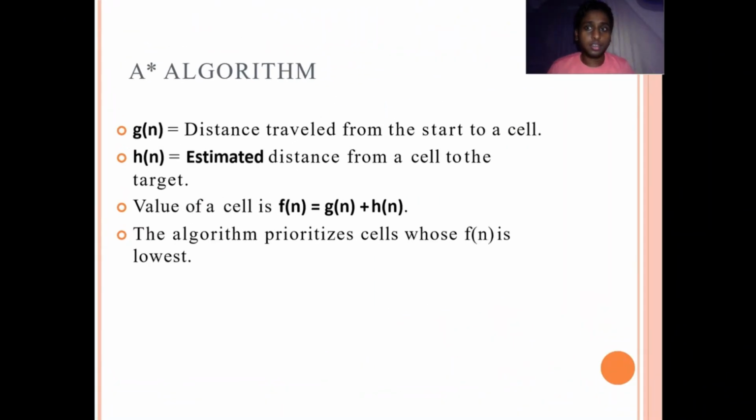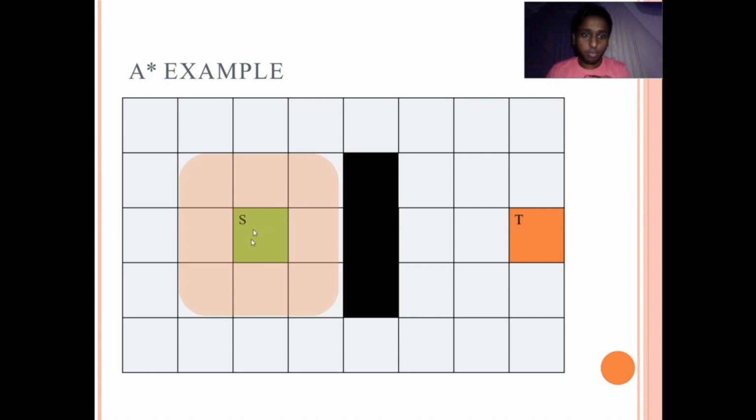Now, let us understand the A* algorithm. This algorithm works on a formula that is f(n) = g(n) + h(n), where g(n) is the distance traveled from the starting cell and h(n) is the estimated distance from a target cell. Let us suppose that S is the starting point and T is the end point where we have to reach. But these are the walls which act as the obstacles between our shortest path.